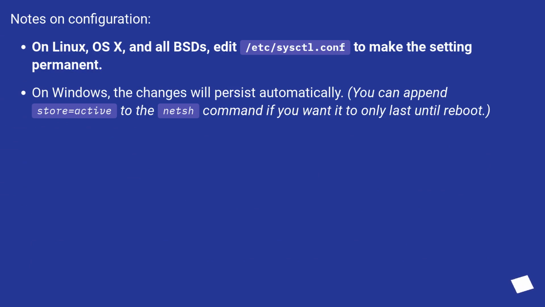Notes on configuration. On Linux, OS X, and all BSDs, edit /etc/sysctl.conf to make the setting permanent. On Windows, the changes will persist automatically. You can append store=active to the netsh command if you want it to only last until reboot. Partially based on IPv6 operating systems at ip6int.net. See also General IPv6 notes.